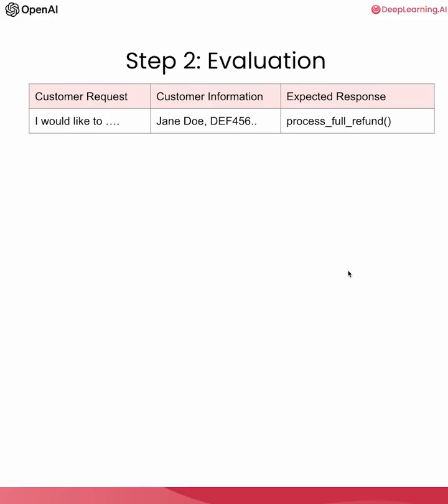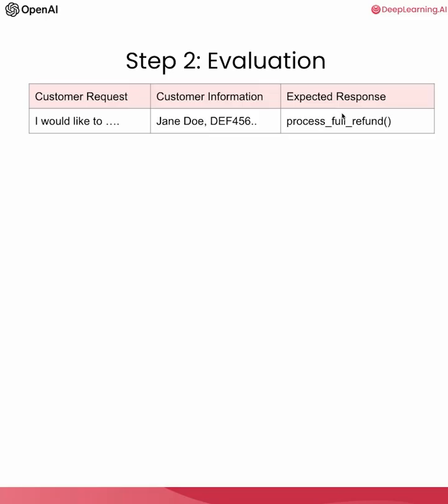For step 2, evaluation, I want to go through a little bit of theory of what's going on under the hood before we dive into the code examples. For each eval example, we've recorded a request that this customer is going to start with, and then a bunch of information that the customer can use, as well as an expected response. And that's the correct response that this customer needs to receive from our assistant if they're going to get what they want out of this process.